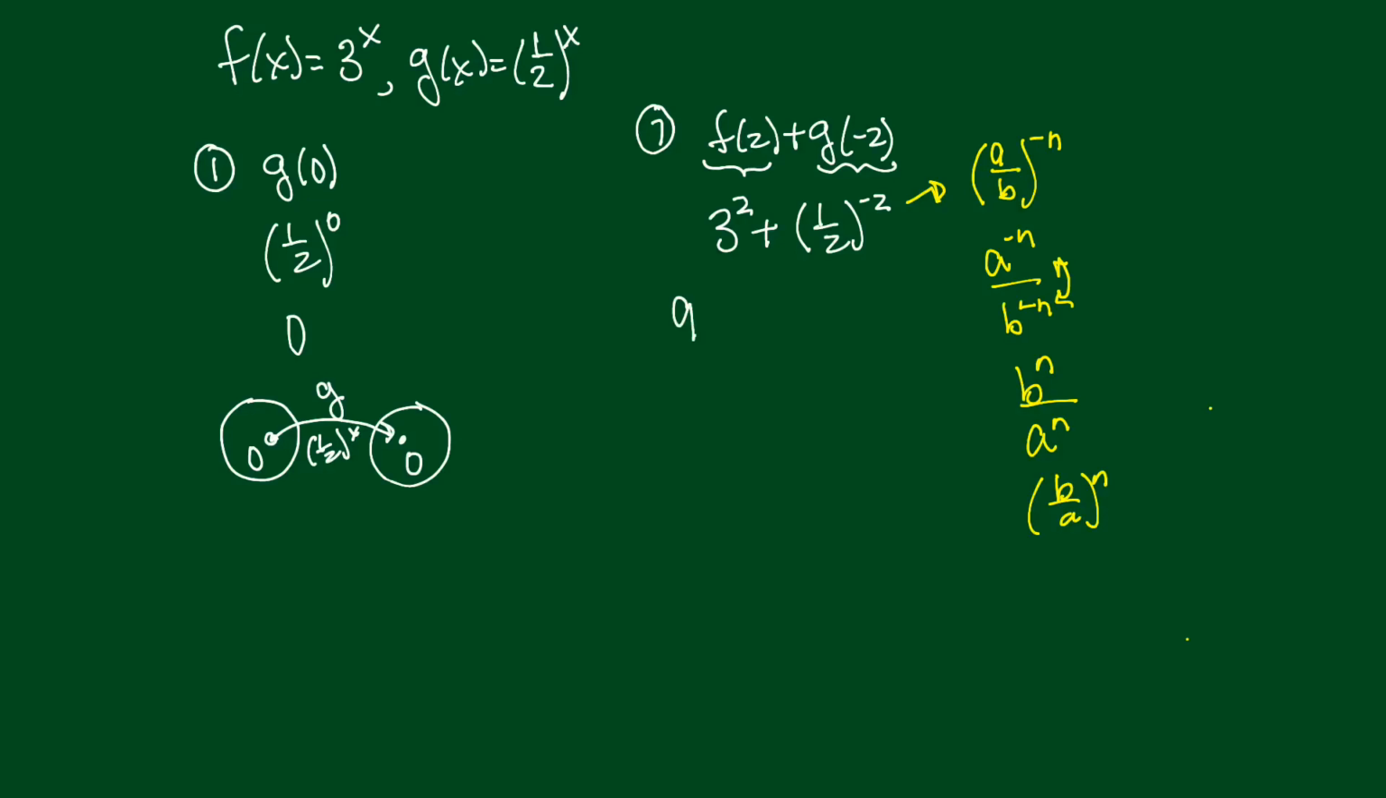3 squared is a 9, plus now I'm going to use this property over here. I got a fraction to a negative power, so invert that fraction, 2 over 1, or just 2 if you like, but change the sign of the exponent. So this just becomes 9 plus 2 squared, 9 plus 4, and we get a 13 out of this.